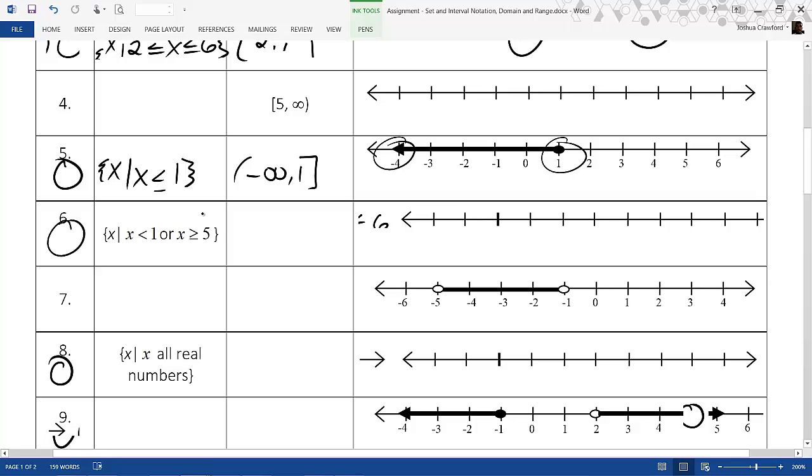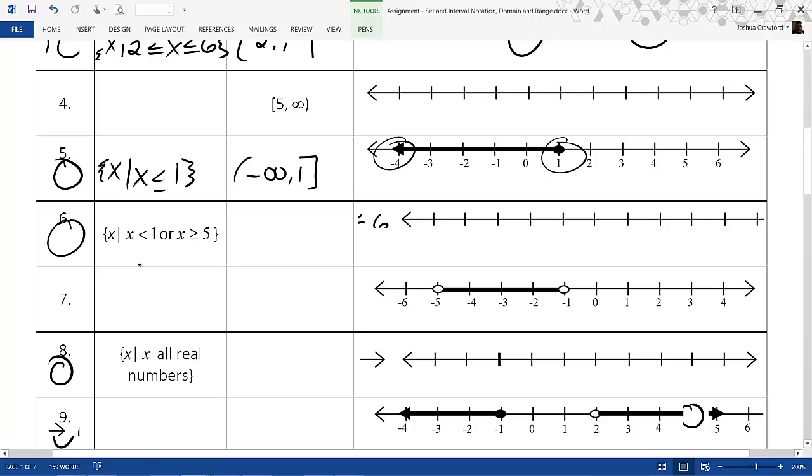Okay, so let's go ahead and convert this set notation to interval notation. So we have x is less than 1 or x is greater than 5. We have two sets, meaning we're going to have two interval notations. So since our first one right here is x is less than 1, x is less than 1.